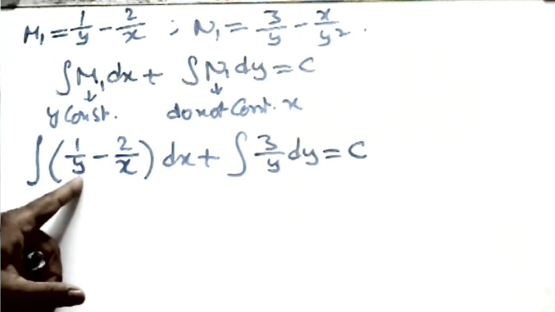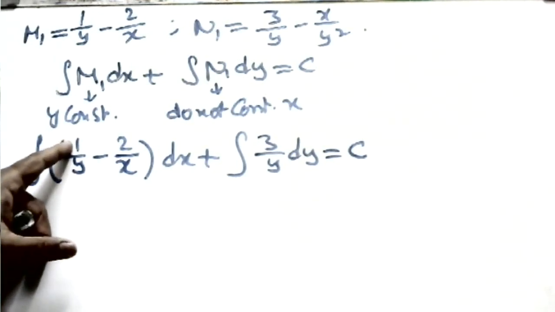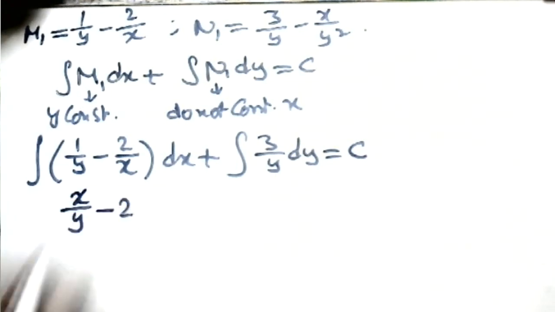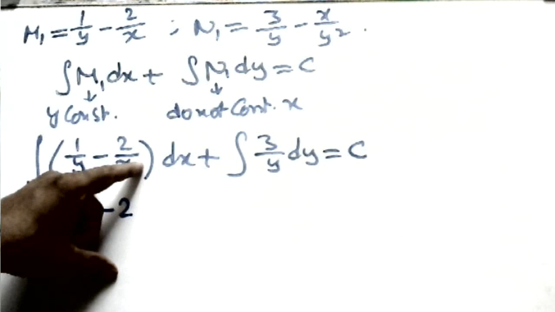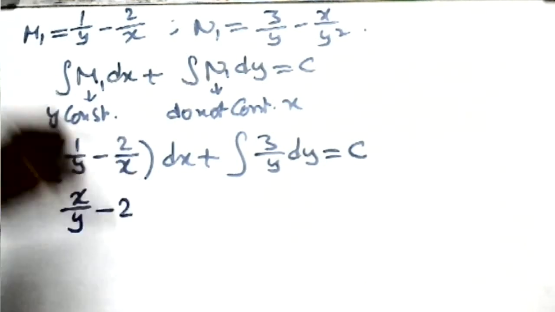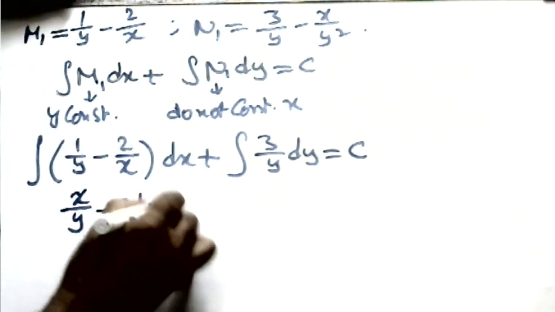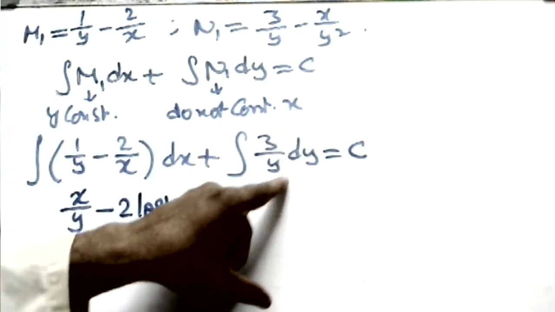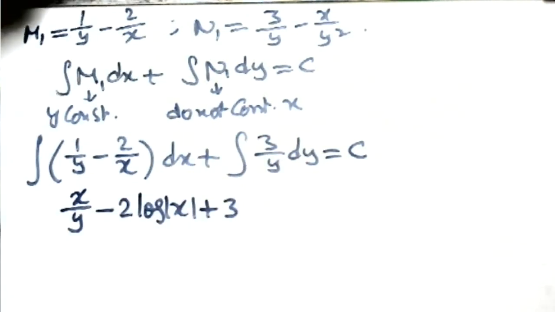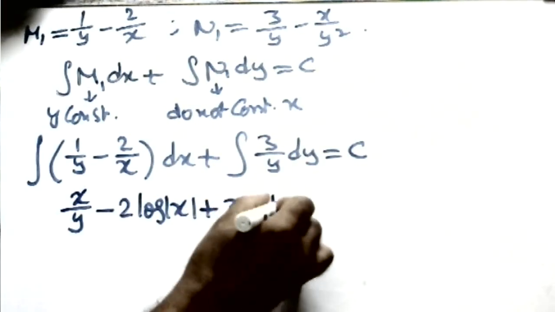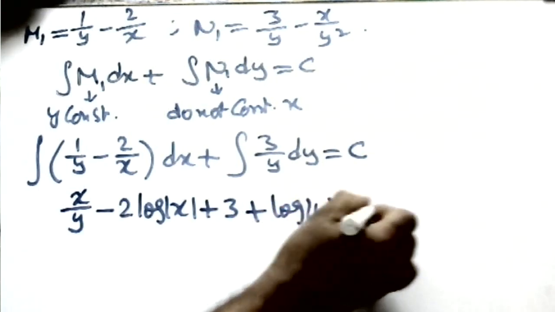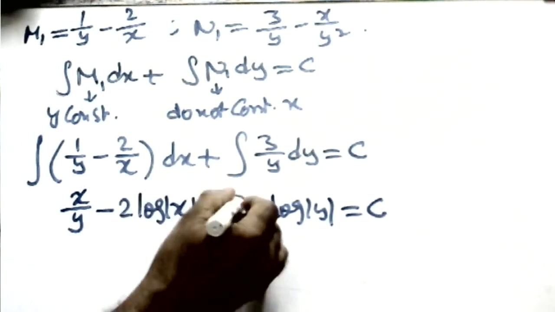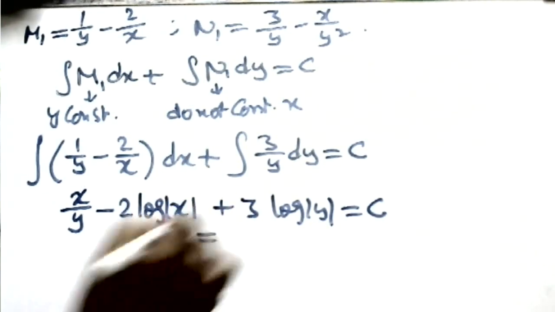Now integration here with respect to x, we don't have x here, we are having only 1. So integration of 1 will be x. So this will become x by y minus, you write 2 as it is. Now integration of 1 by x is log x, so I write this one as log x, plus you write 3 as it is. The integration of 1 by y dy is log y, so this will be log y, plus 3 log y equals to c.